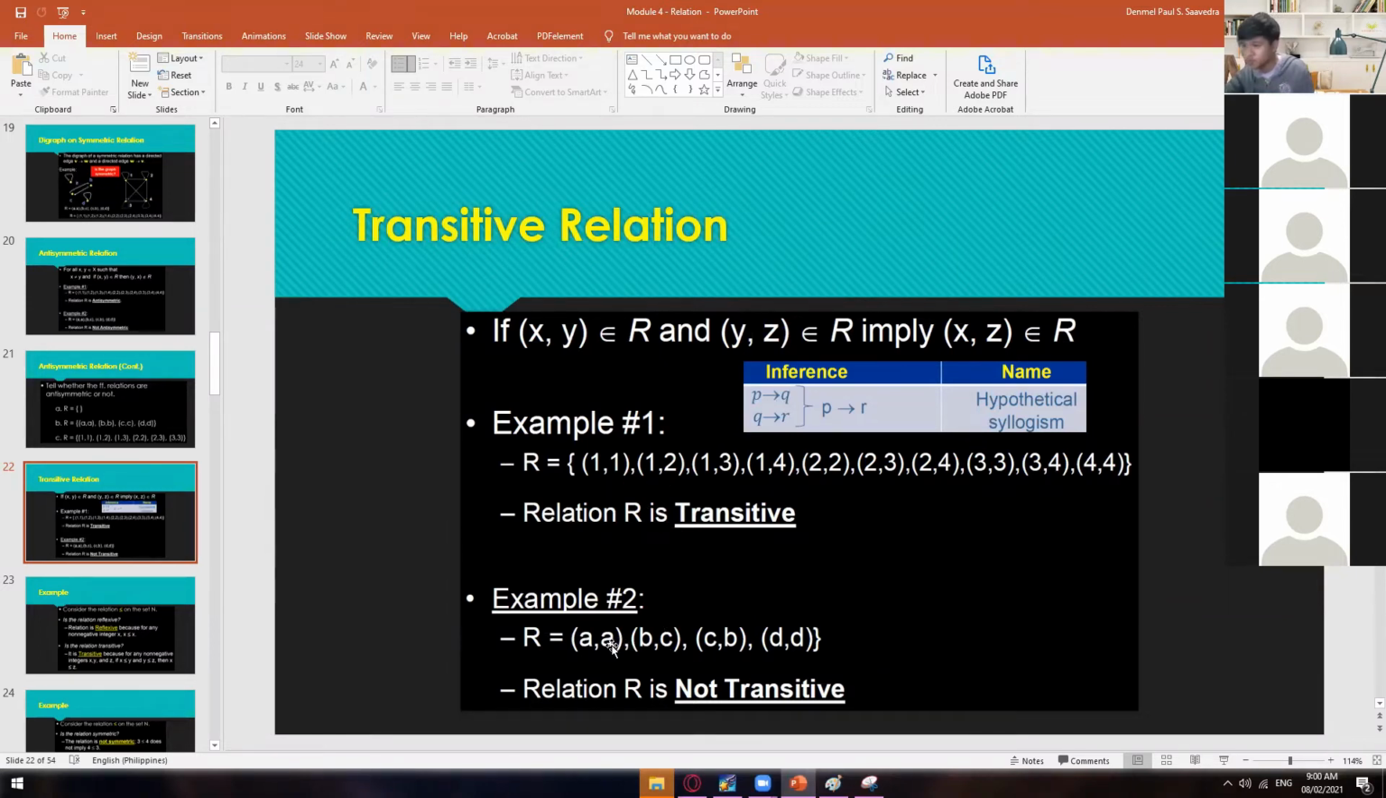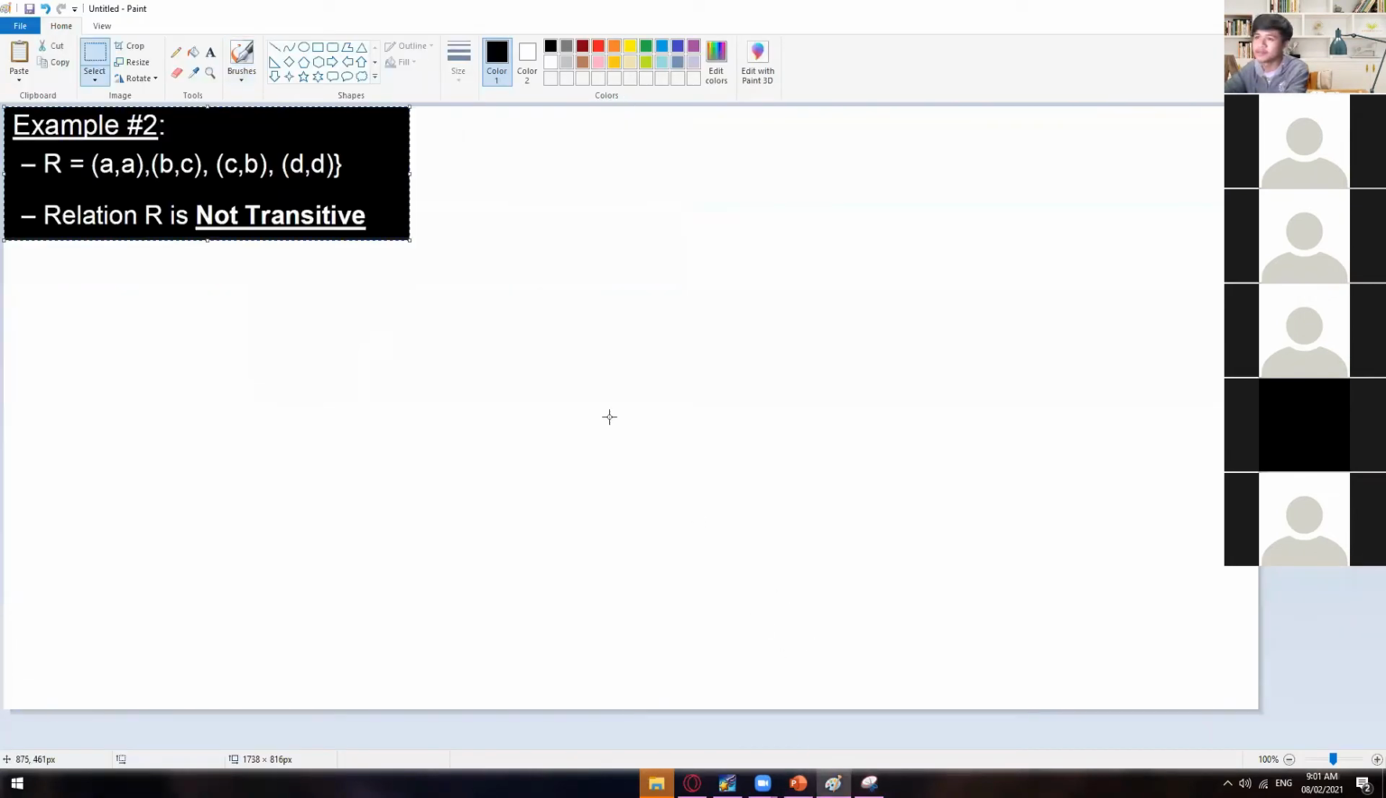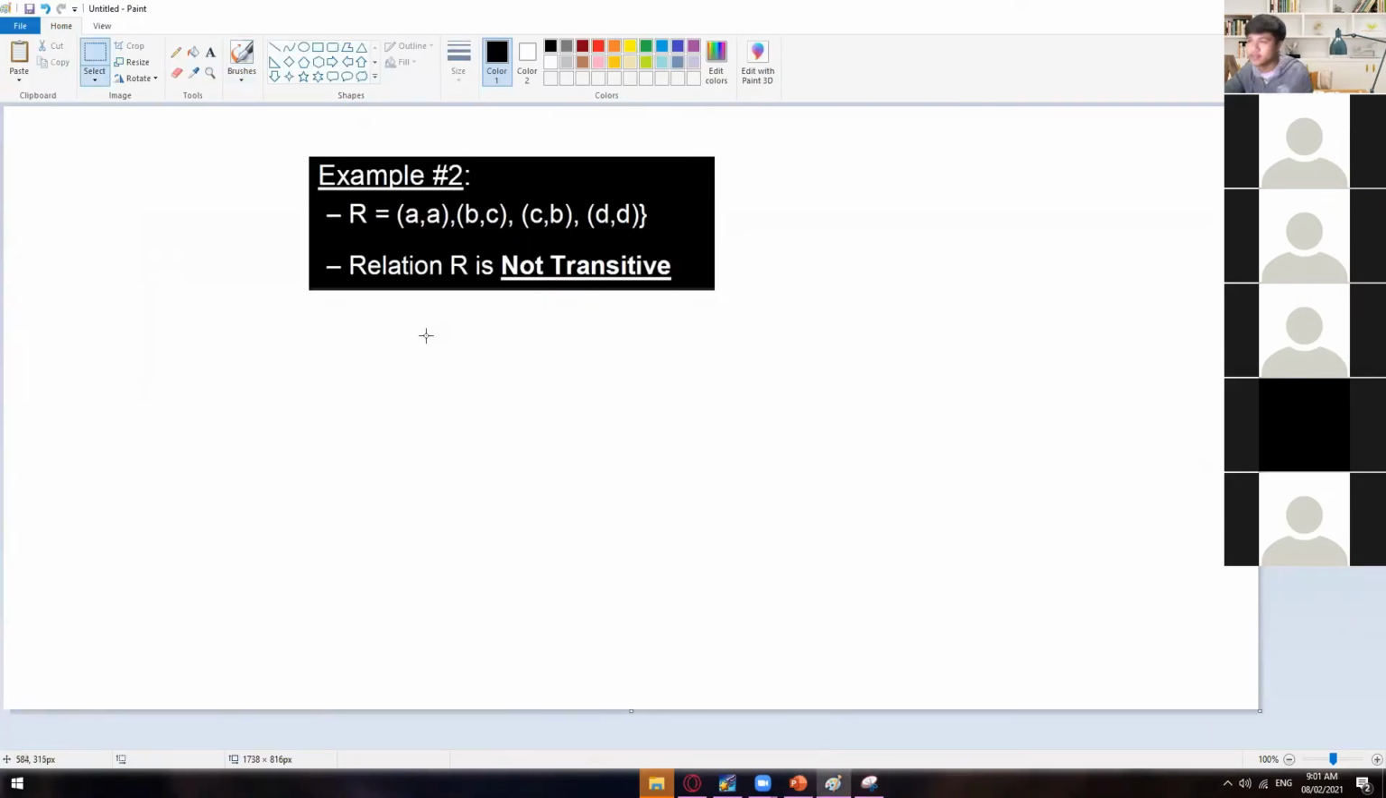How about example number 2? As you can see right here, we have BC, and then we have CB. Let me just copy this one. So we have BC as your x, y, and then we have CB as your y, z. Again, we should have another ordered pair, the x, z, which will form a BB, an ordered pair BB.